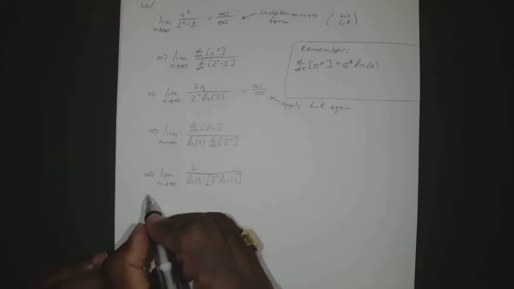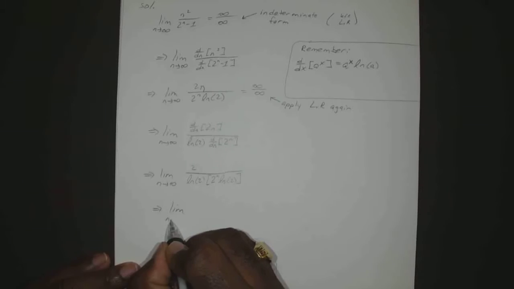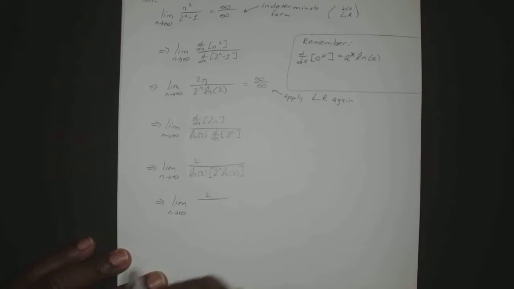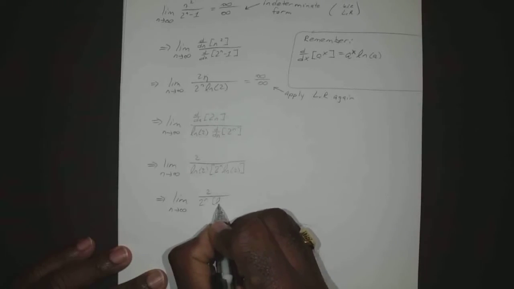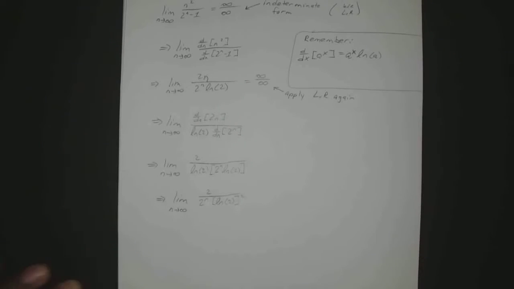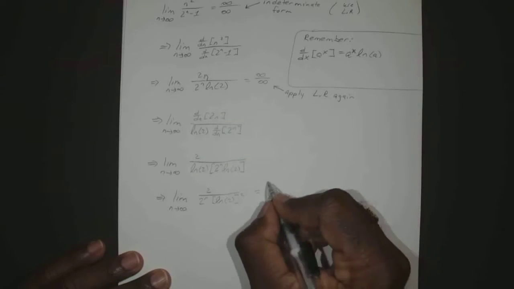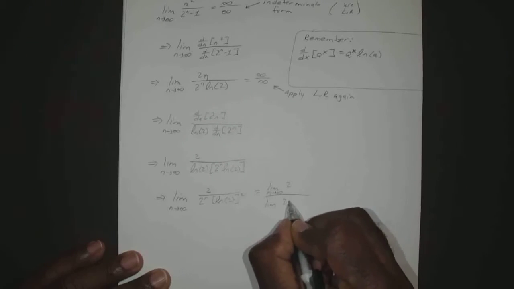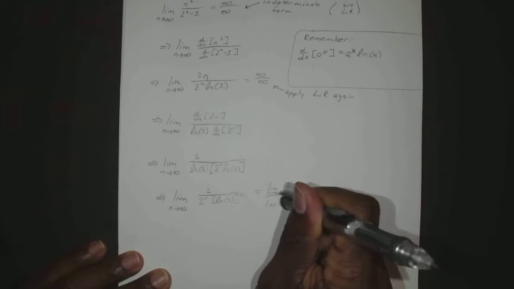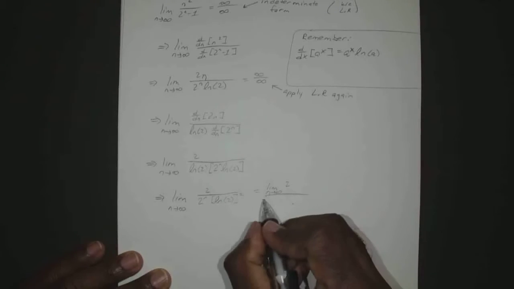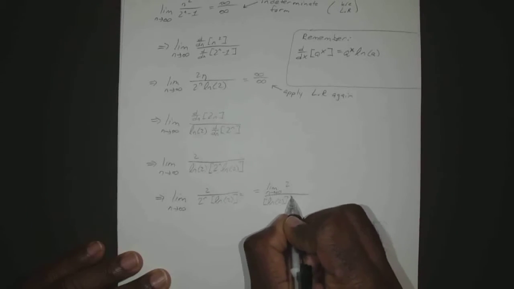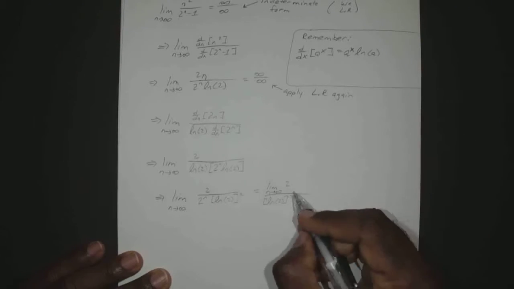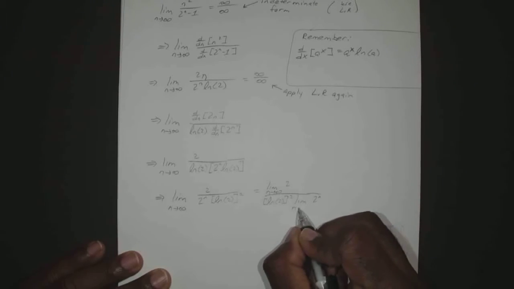Okay. So now if we're looking at it, the limit as n approaches infinity of 2 over 2 to the power of n times natural log of 2 squared. Okay. So once again, we just look at it as our n gets bigger and bigger. We actually end up with the limit of 2 as n approaches infinity over the limit of 2 to the power of n, and we can actually factor that natural log of 2 squared out, times the limit of 2 to the n as n approaches infinity.